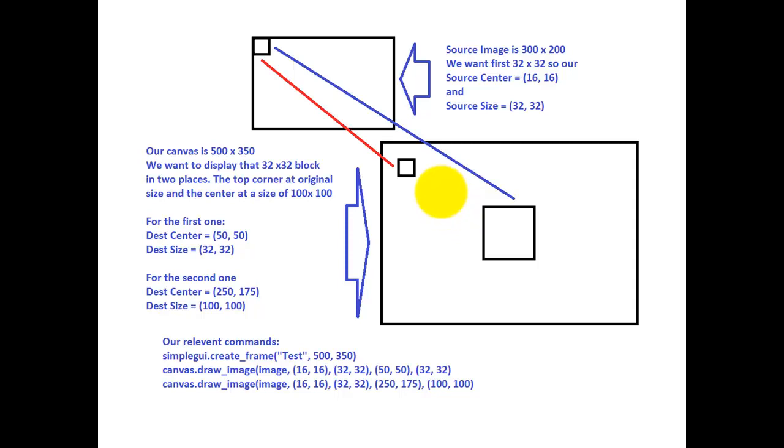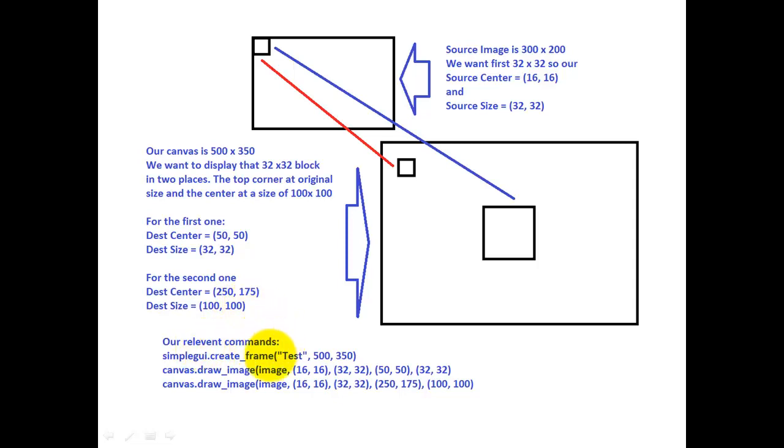Now that 32 by 32 block, we're going to put it in two places. One is in the top corner and one is in the center. The top corner block, we're going to display at 32 by 32, and the center block, we're going to resize to 100 by 100. So for the first one, we'll have our destination center at around 50 by 50, and our size is going to be the original size of 32 by 32. For the second one in the middle, we'll have our destination center as the center of the canvas, so that's half of 500 and 350, so our destination center is 250, 175. And as I said, our size is going to be 100 by 100.